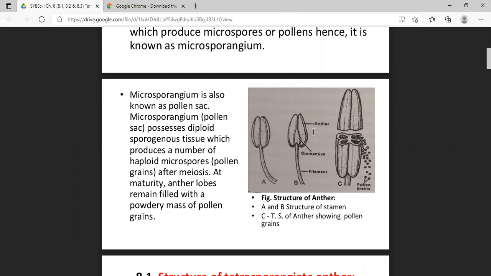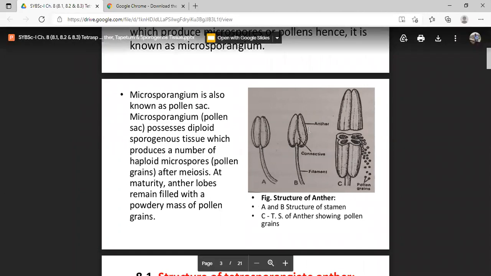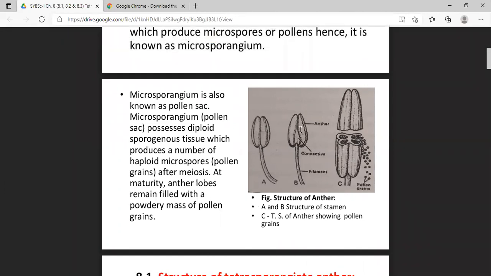When we take a section of the anther, we can analyze this kind of structure here. There are different kinds of tissue here: some tissue is sterile, some is fertile. The sterile tissue is responsible for formation of the sporangium wall, while the fertile tissue is responsible for development of the male gametophyte.